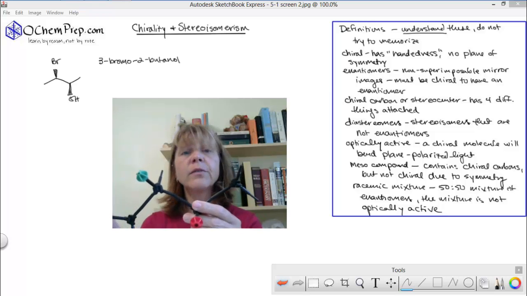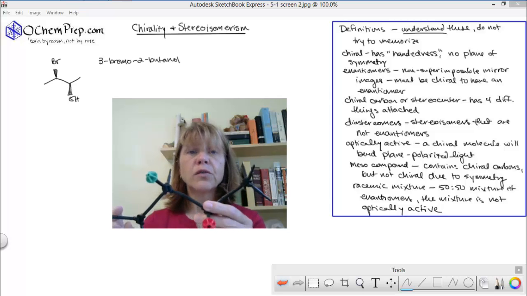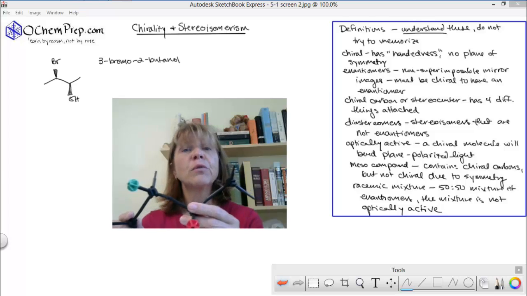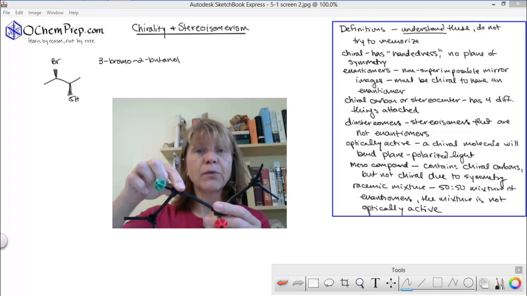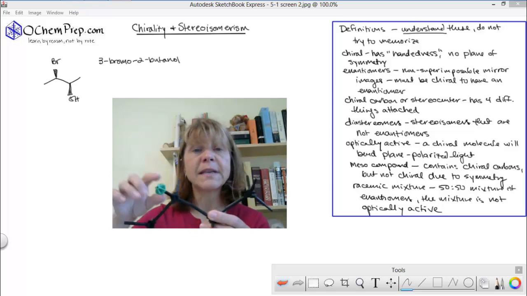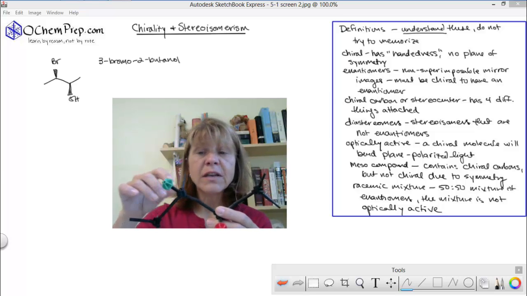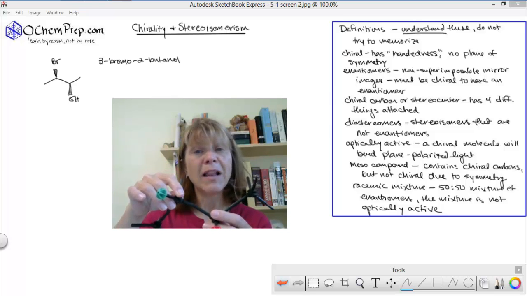So now we're going to go on to compounds that have more than one chiral carbon, such as the one drawn up in the corner underneath the logo, which is 3-bromo-2-butanol. I also have the model of 3-bromo-2-butanol right here. We're going to look at the different ways that these two groups can be attached and the different number of stereoisomers involved when you have more than one stereocenter in a molecule.